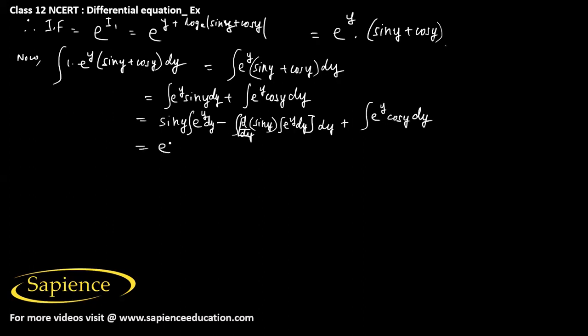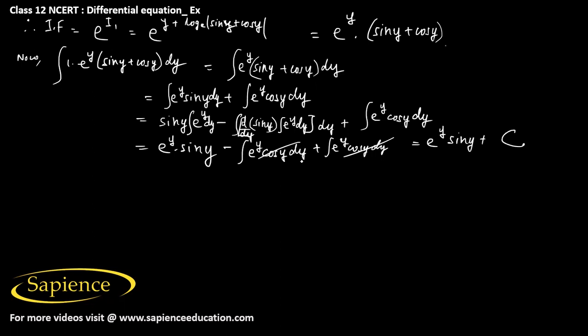So this will be e power y times sin y minus integral e power y cos y dy, and this is plus integral e power y cos y dy. So these two will cancel out, and then we will get e power y sin y plus c.